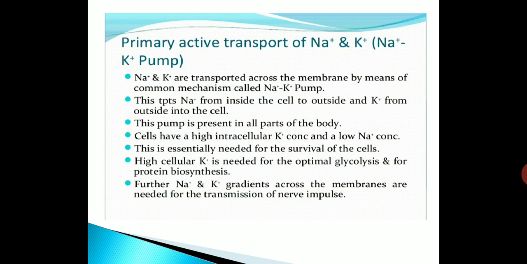Cells have a high intracellular potassium ion concentration and a low sodium ion concentration. This is essentially needed for the survival of the cells. High cellular potassium ions are needed for optimal glycolysis and for protein biosynthesis. Further, sodium and potassium ion gradients across the membranes are needed for the transmission of nerve impulses.